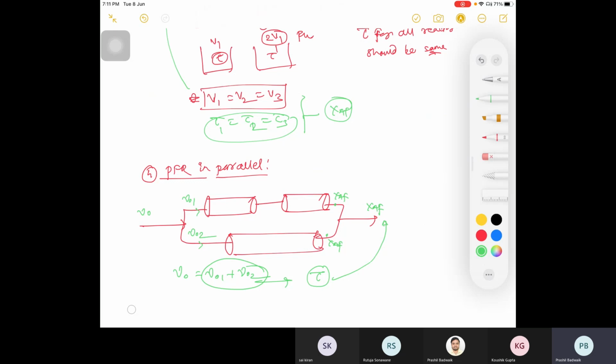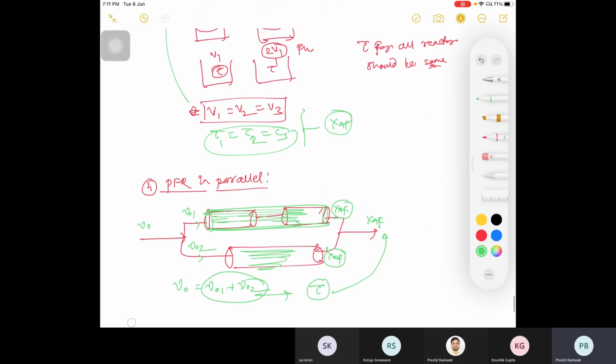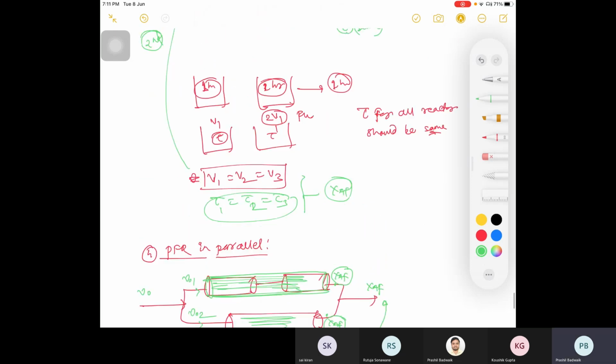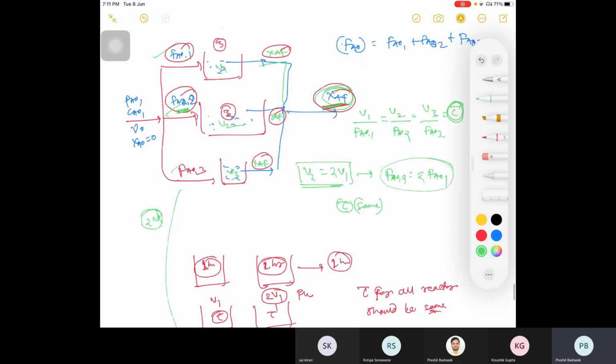And you also know that PFR in series will not have any use, so I can write this as a single PFR. And if I maintain the same residence time here and here, I'll get the same conversion. But till now, I told you similar reactors in series or similar reactors in parallel. Here it is PFR in parallel. Here it is MFR in parallel.